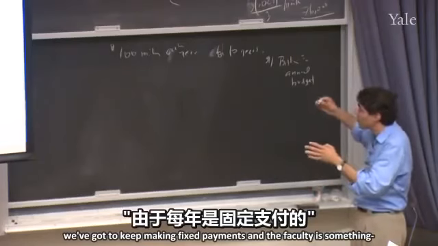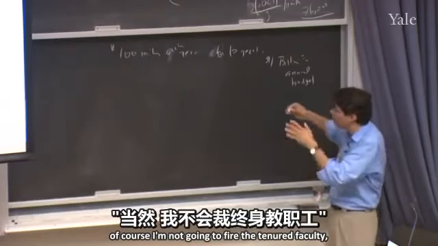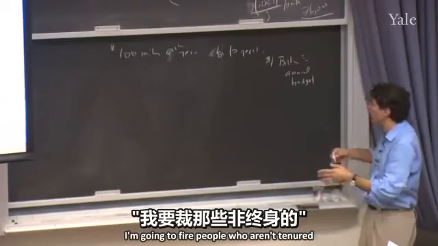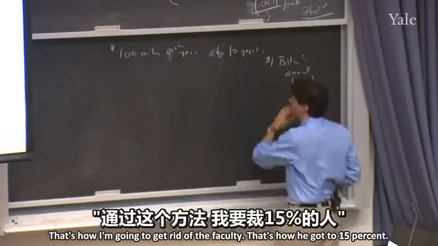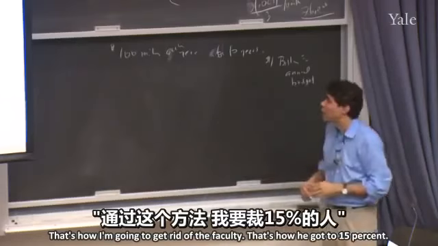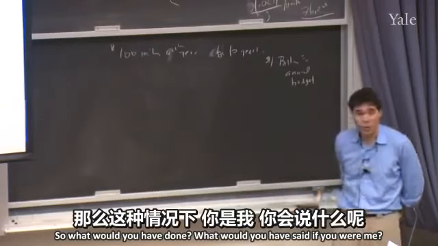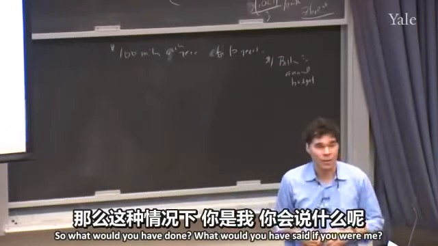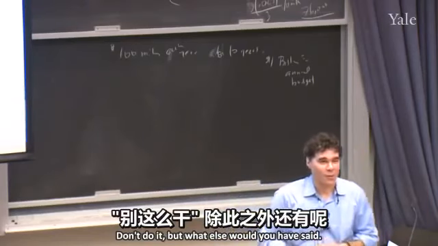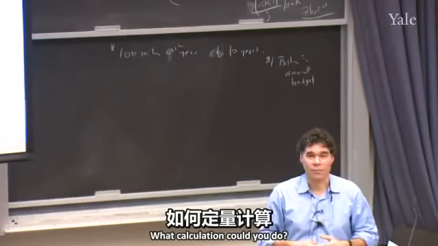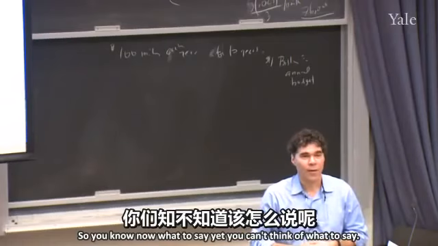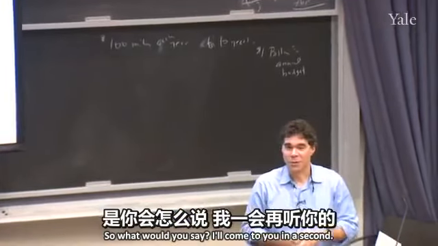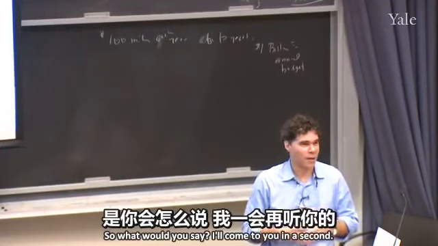And the faculty, of course, I'm not going to fire the tenured faculty. I'm going to fire people who aren't tenured, and when faculty retire, I just won't hire anyone to replace them. That's how I'm going to get rid of the faculty. That's how he got to 15%. So what would you have done? What would you have said if you were me? Don't do it. But what else would you have said? What calculation can you do? So you know now what to say, yet you can't think of what to say. So what would you say? I'll come to you in a second.